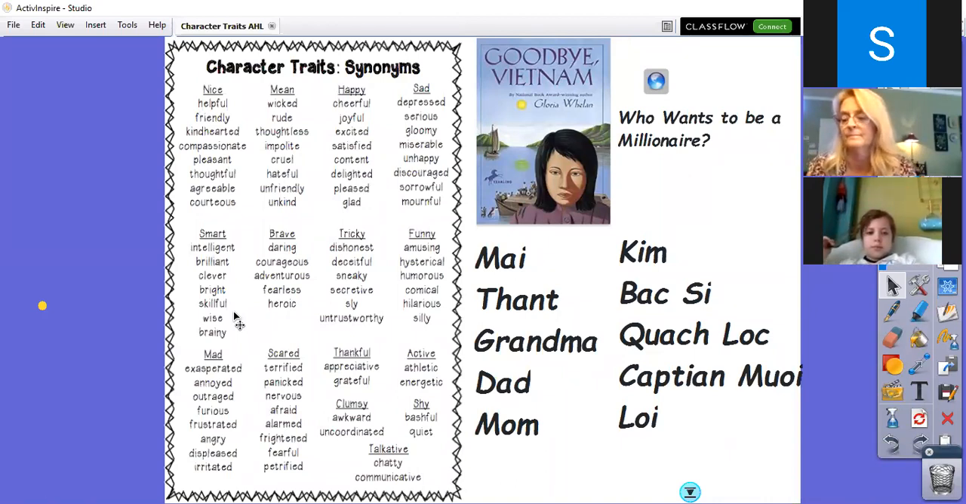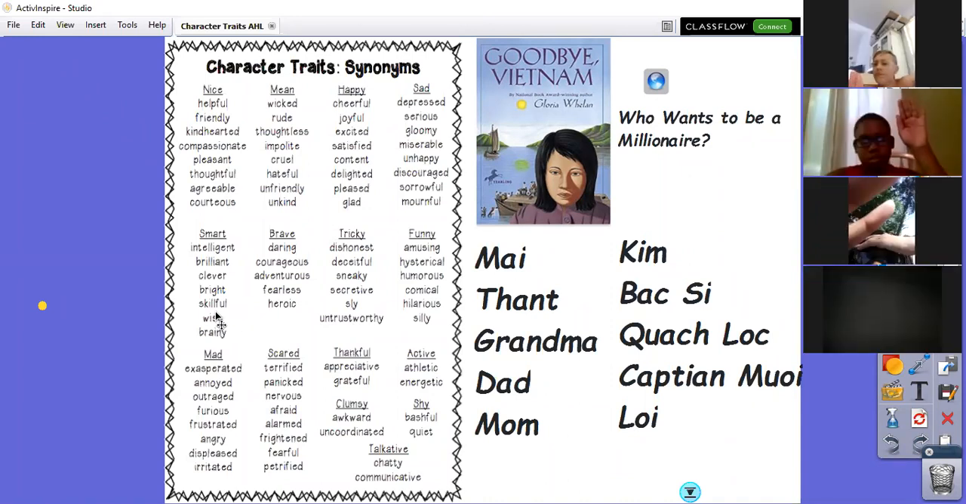Harper, pick one. A character and a trait, and why? I was gonna say Loy because he was grateful. Ooh, why was he grateful? Because when they were on the boat, they rescued him from like the little piece of wood he was hanging on to. Very good. He was grateful because he was rescued. Good job.